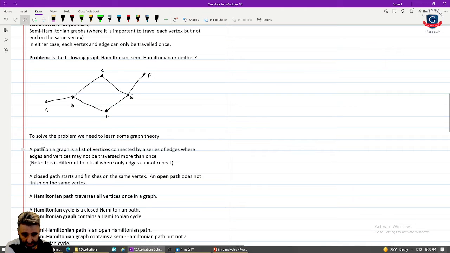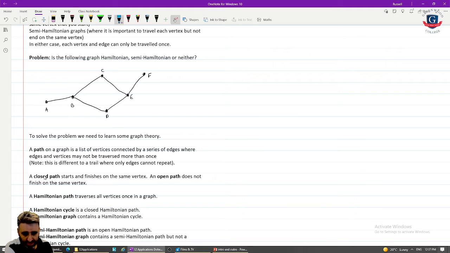So let's look at the graph theory. A path on the graph is a list of vertices connected by a series of edges where edges and vertices may not be travelled more than once. So A to B, B to D, D to E, E to F would be a path.